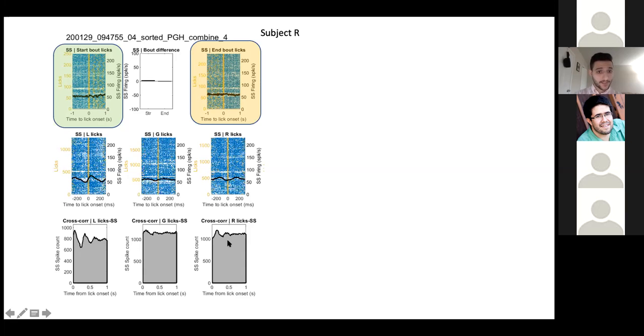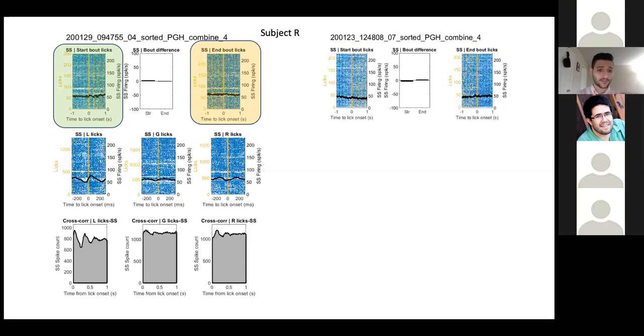Vice versa is seen in rightward licks, in that at lick onset, the firing rate seems to be pausing. But then during the retraction phase of the lick, which happens after 100 milliseconds or so, the cell seems to be bursting. So no consistency there in the response of these cells across phases of a lick and across directions. Here's additional data from subject R.